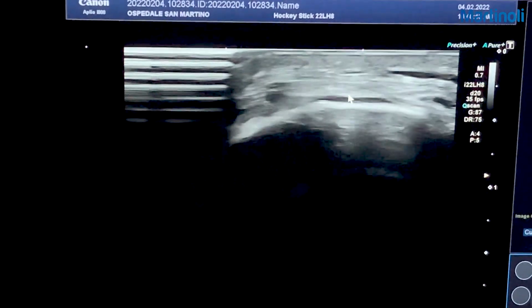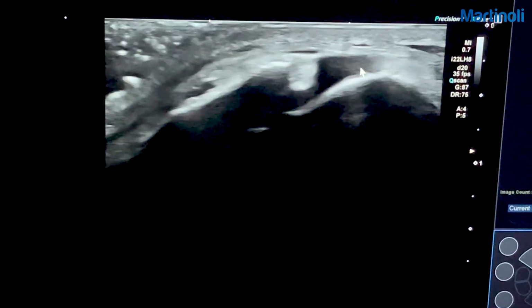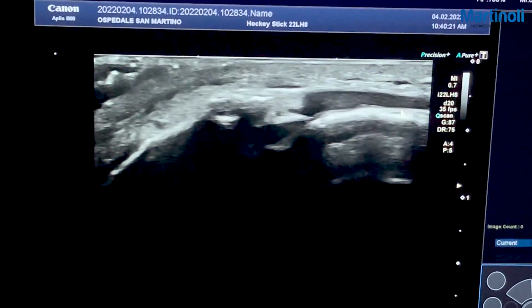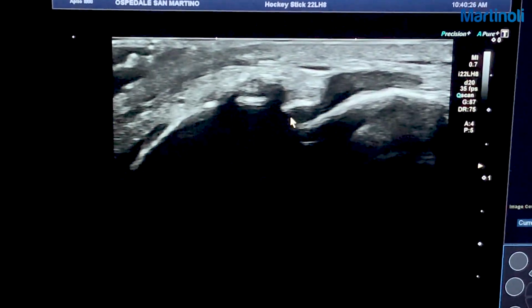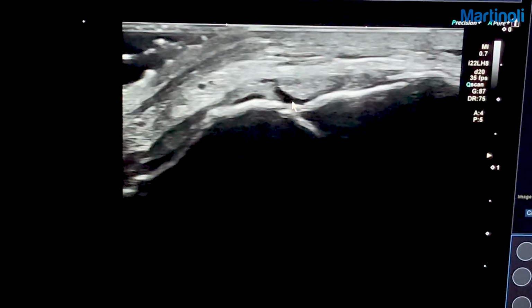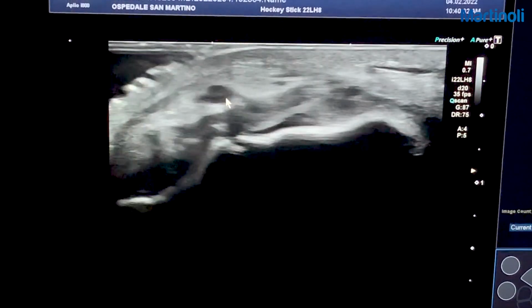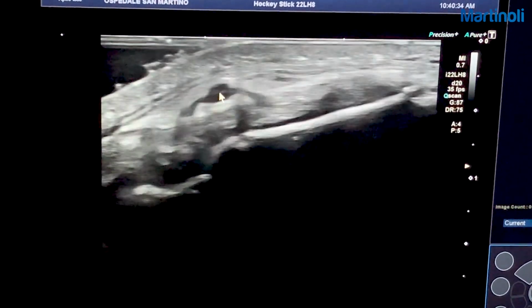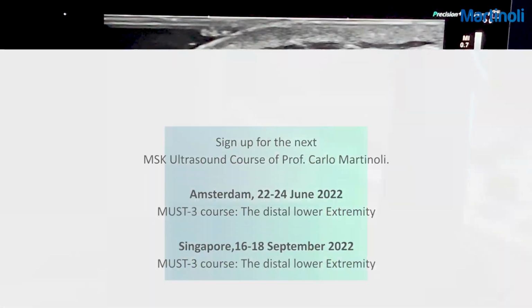I try to orient the probe now in the long axis of the nerve, and I see the nerve passing in closer position with the cortex of the humerus and then enfolding within the fracture. More distally, I see the nerve emerging here. Again, it appears very swollen distally, and then descending the forearm.